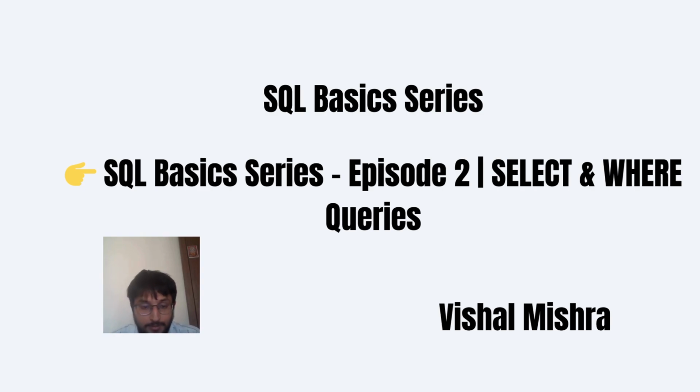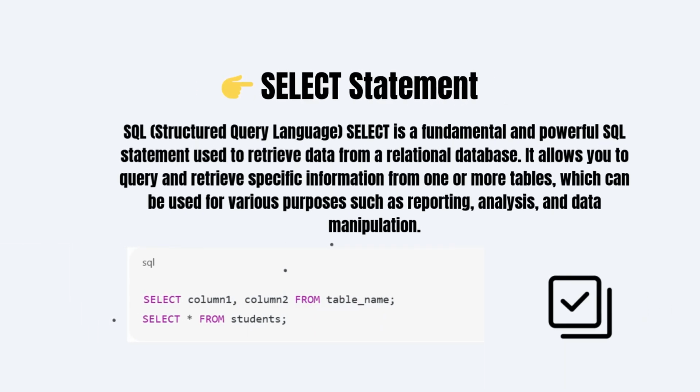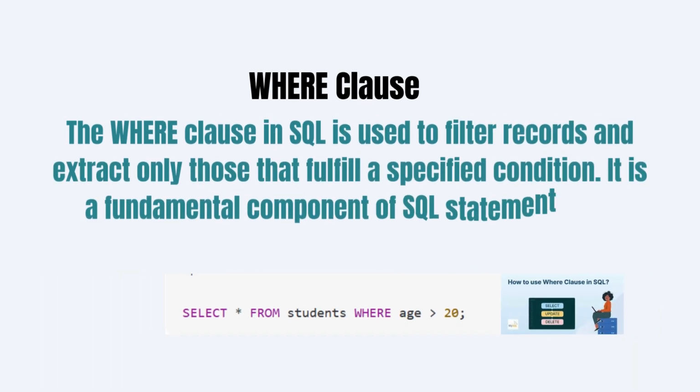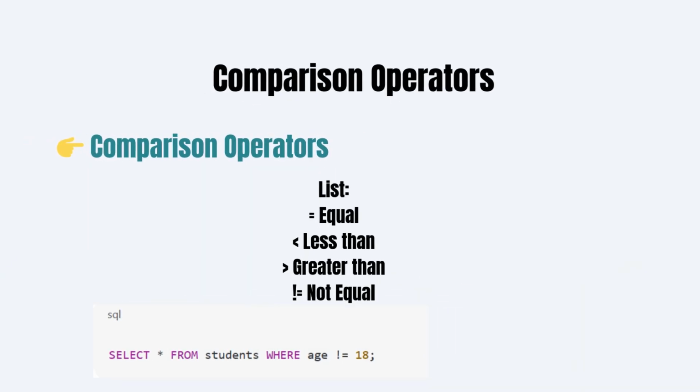In this episode, we will learn the SELECT statement and WHERE clause. The SELECT statement is used to get data from a table. You can choose specific columns and rows. Now, what is the query? SELECT name, age FROM student.